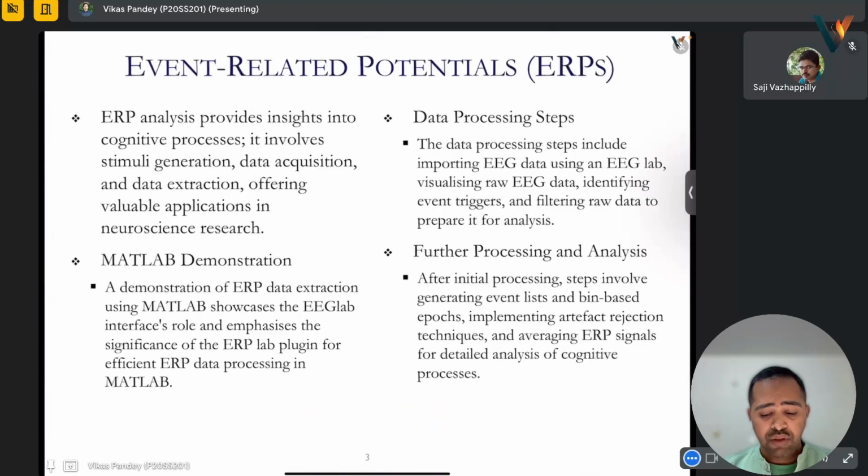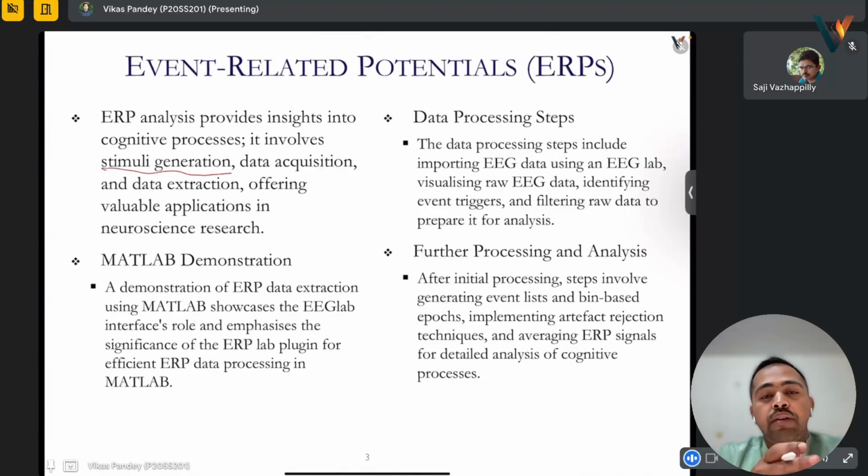So we will first start with event related potentials, that is ERPs. ERP or event related potential analysis provides insight into cognitive processes. We have seen different cognitive processes, like how stimuli are given, what response will be there, and what the pathways are. So it involves stimuli generation, that is how stimulation was done, and for which event what stimuli can be generated.